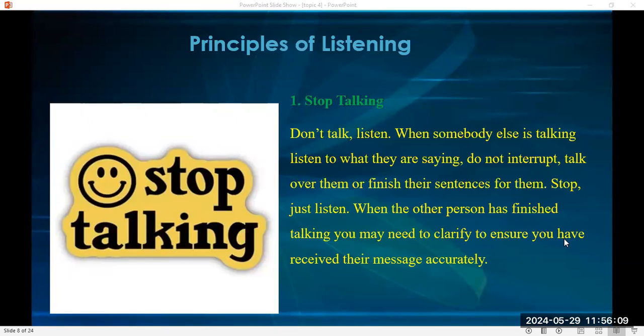When a person has been talking, you may need to clarify, to ensure that you have received the message correctly. If a person has finished talking, ask them, do you say that this is what was happening? And they clarify and say yes. Do you say it was at 10:30 a.m.? Then they say, no, it was at 11 a.m. Clarify the point once they are done speaking. Don't interrupt them. People feel so offended when you interrupt them while they are talking. It's a sign of disrespect. It's a sign that you don't care about what they are telling you.